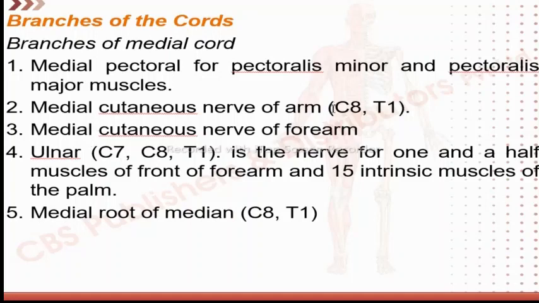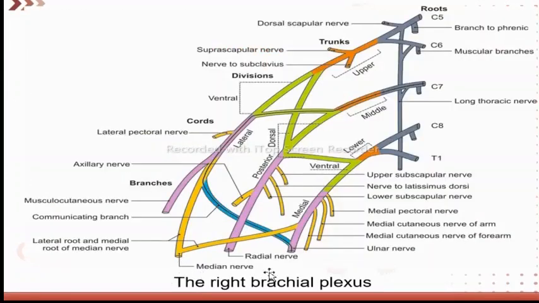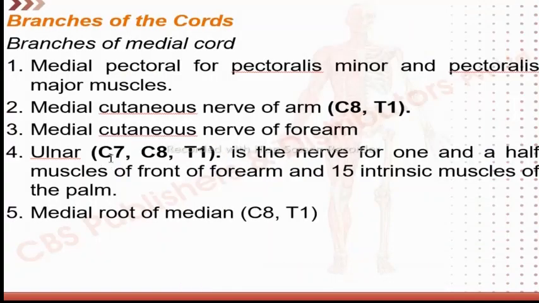When we remember, the root value of the medial cord is C8 to T1. So the fibers arise from the C8 and T1 roots, except for the ulnar nerve. Its root value is C7, C8, and T1. Why is the root value of the ulnar nerve C7, C8, and T1?